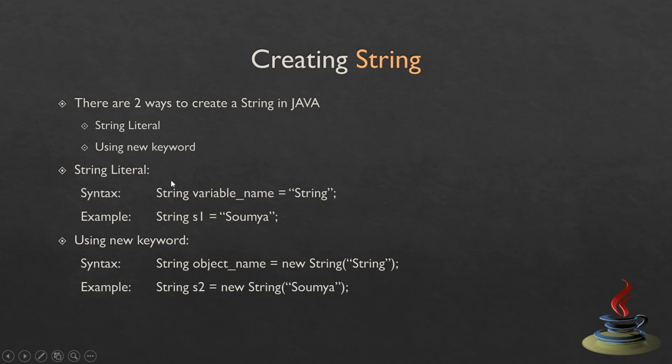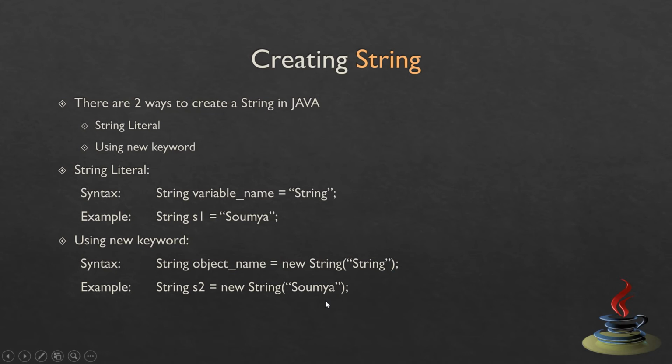If you want to use the new keyword, you can create the string with new. So here is the syntax. First is String, then you write the object name equals new, then you put your class name, that is String, and inside the brackets pass your string value as an argument, so that this value will be stored in your object. Here it is, same as the example: String s2 equals new String, and inside the double quotation marks you pass the value.